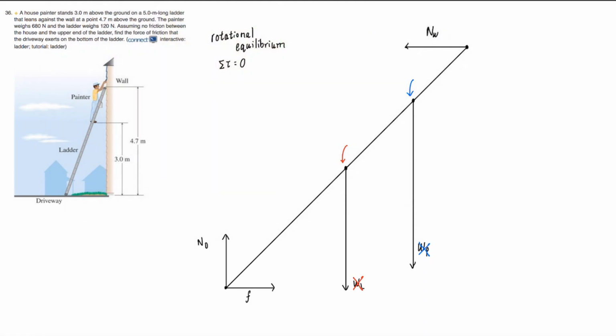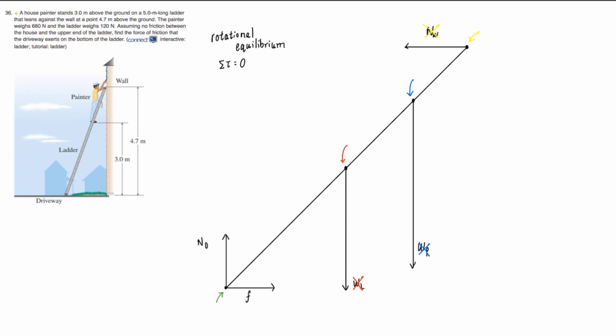Similarly, if we choose this point right here as our axis of rotation, we can ignore the normal force that the wall exerts on the ladder. Now, if we look at this point down here, if we choose this point as our axis of rotation, we can actually ignore two forces, unlike with the other examples.